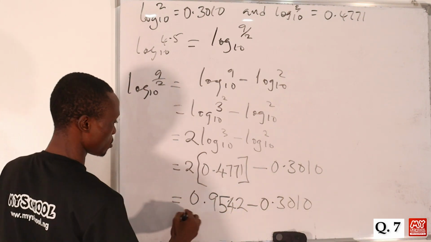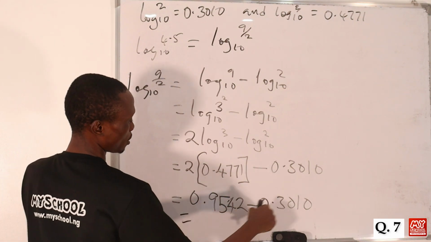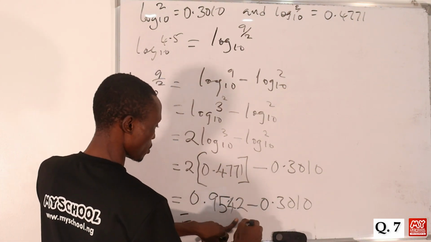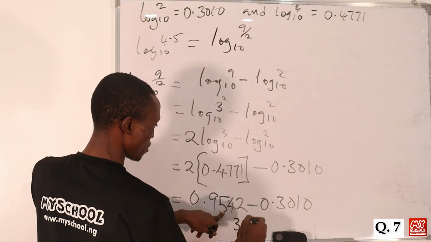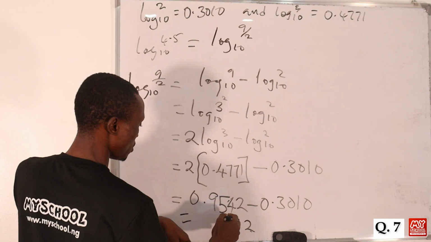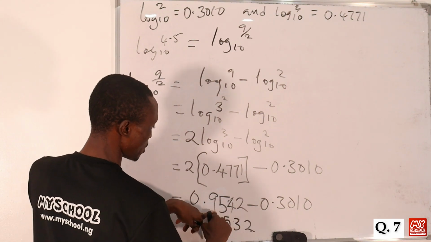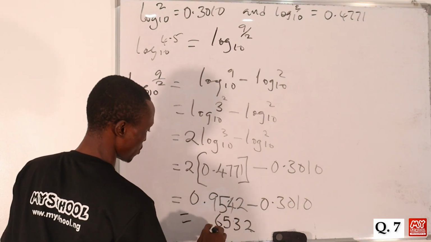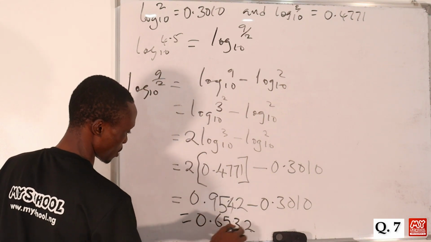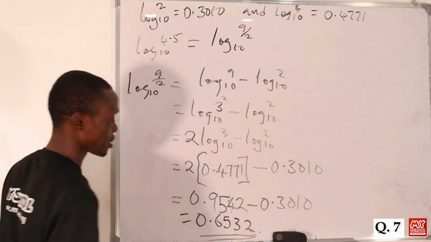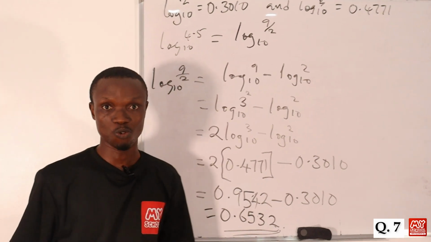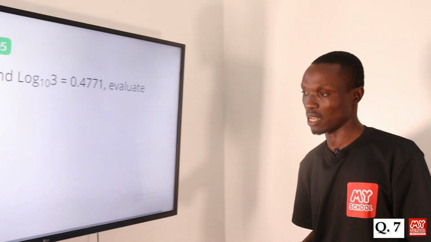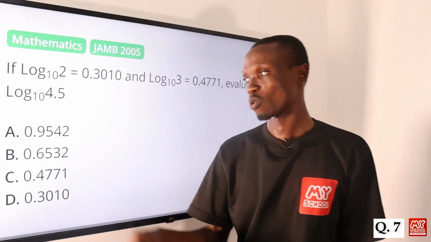Okay, so we just subtract, that is 0.9542 minus 0.3010. We still do the same thing from this side. 2 minus 0 is 2, then 4 minus 1 is 3, then 5 minus 0 is 5, then 9 minus 3 is 6. Then here we still have our point and 0. So our answer is equals to 0.6532. So let's move over to the screen to pick the correct answer to this question, and that is option B, 0.6532.